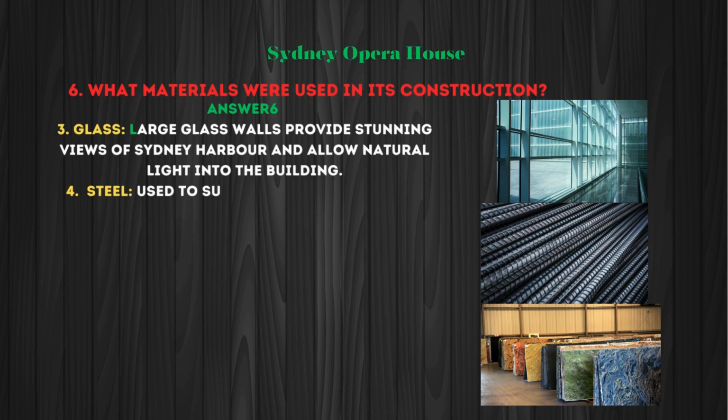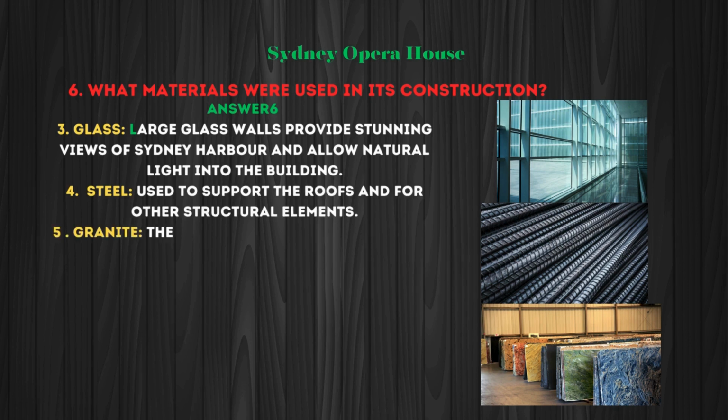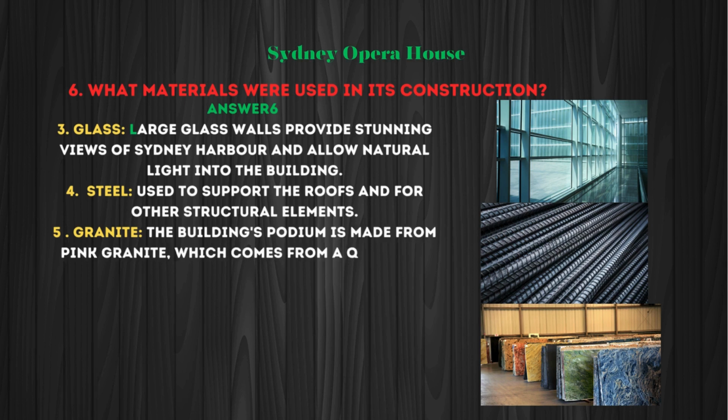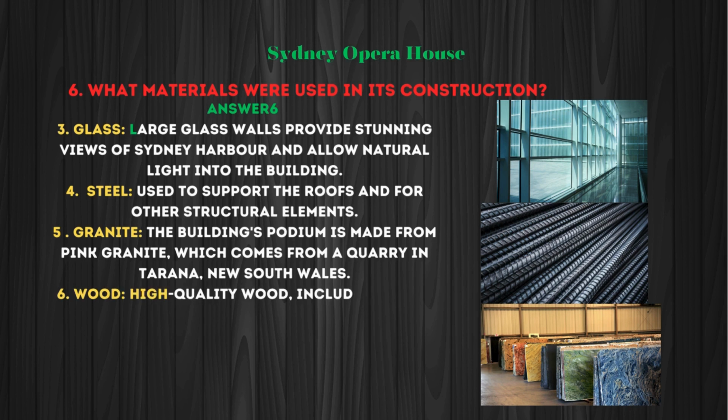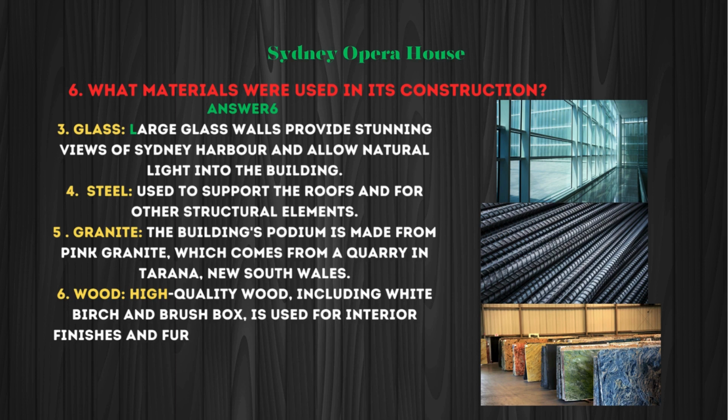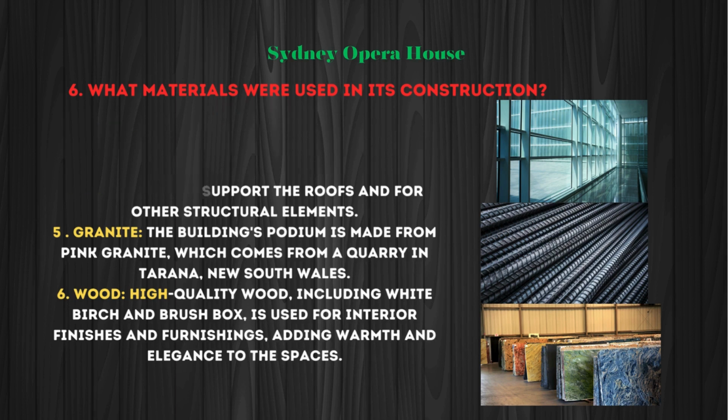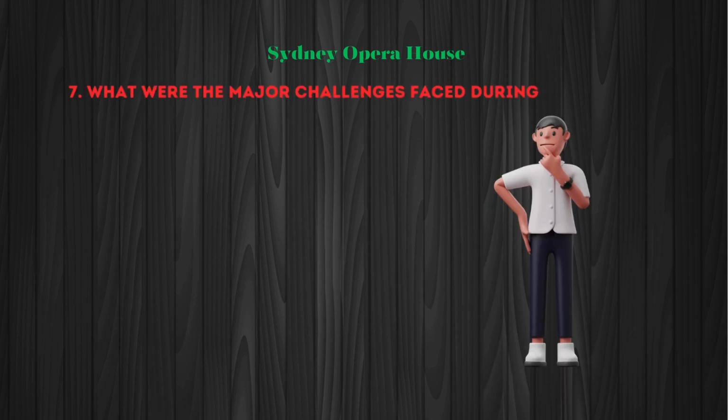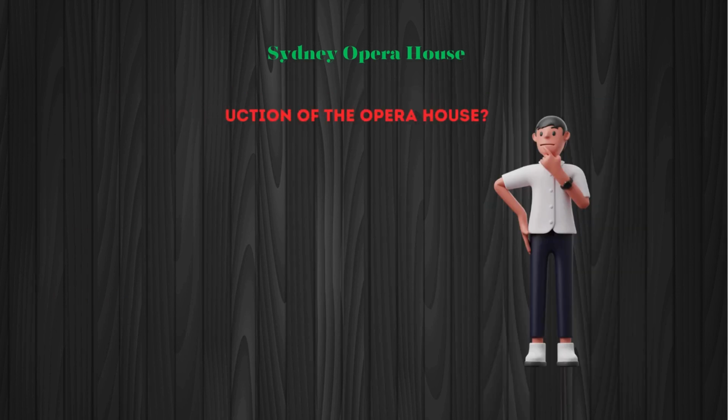Steel, used to support the roofs and for other structural elements. Granite. The building's podium is made from pink granite, which comes from a quarry in Taranto, New South Wales. Wood. High-quality wood, including white birch and brush box, is used for interior finishes and furnishings, adding warmth and elegance to the spaces.